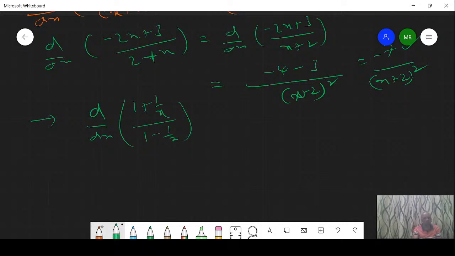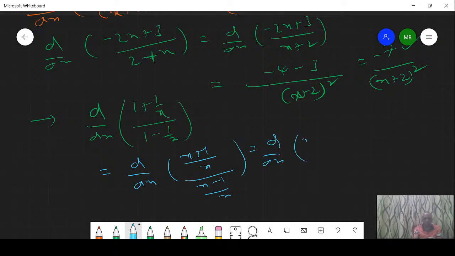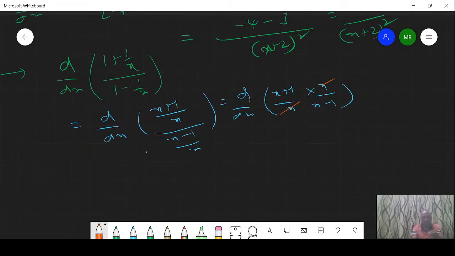When I have taken this one, you can observe this one, I can write d by dx of (x plus 1 by x) by (x minus 1 by x). So this will become d by dx of (x plus 1 by x) into (x by x minus 1). Then I can eliminate this x and x. It will be d by dx of (x plus 1) by (x minus 1). So I will get now d by dx of (x plus 1) by (x minus 1).